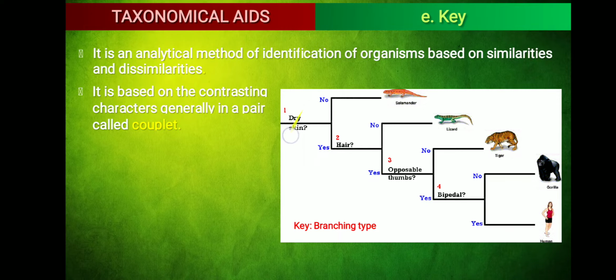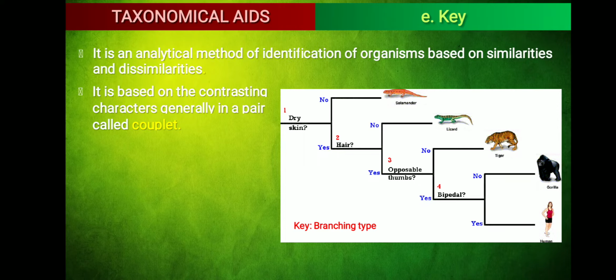If there is no dry skin, we will take it to the salamander, that is amphibians. If the organism has dry skin, we will consider reptiles or lizards. Dry skin and hair absent, lizard. Dry skin with hair present, and opposable thumbs? If hair is present, we will take it as a tiger. If there are no opposable thumbs, we will take it as the gorilla.